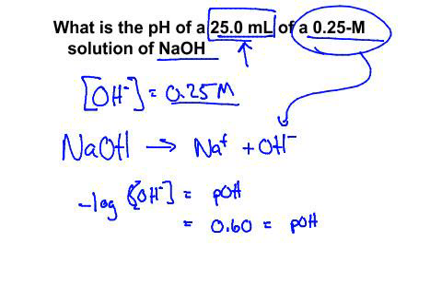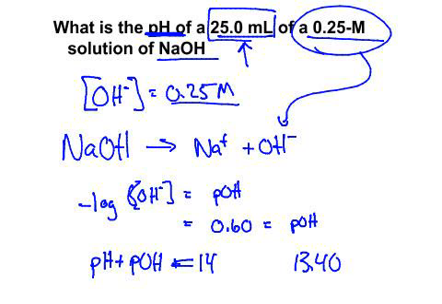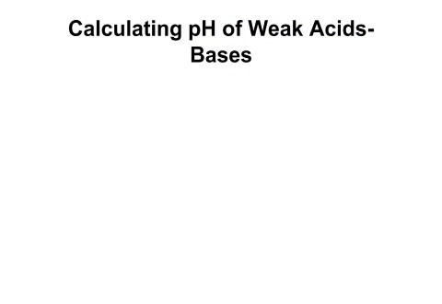Now, how can I find the pH? The question says, what's the pH? 14 minus that, because pH and pOH always add up to 14. Actually, at 25 degrees Celsius. Yeah. So you just have to take 14 minus 0.6. We could probably do that in our head. 13.40. That'd be 13.40 equals the pH. And that is a basic solution, a greater pH than 7. Yep. So that makes sense. Answer makes sense. Totally.